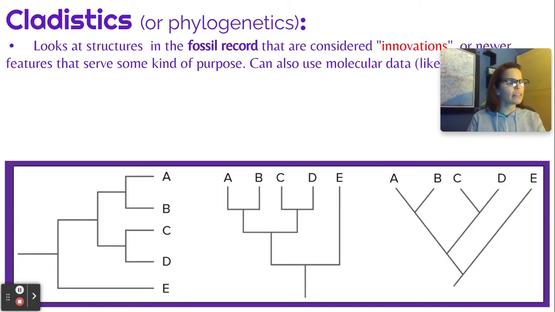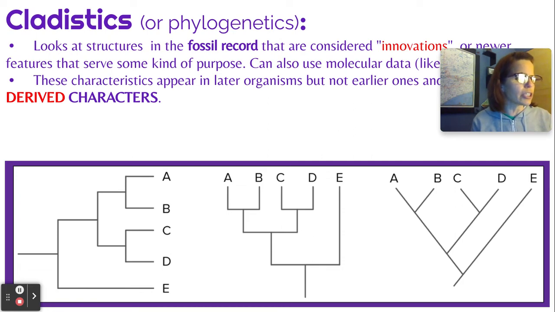All right, quick reminder of cladistics and phylogenetic trees, that kind of thing. So in phylogenetics, they look at the structures in the fossil record and they look at things that are called innovations or derived characters. These are things that appear in later organisms, traits, shapes, bones, whatever, that appear in later organisms, but not in earlier organisms. And so we call those derived characters. We could use fossils and we could use just body shapes, but for these kinds of cladograms and phylogenetic trees, we can also use molecular data. So we could compare DNA or we could compare proteins, and use similarities between DNA and proteins to make a cladogram or a phylogenetic tree.